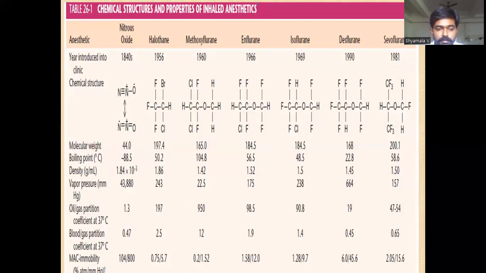So it's the main thing you should remember: the MAC value for each and every agent. 1.2 for isoflurane, 1.6 for enflurane, 2 for sevoflurane, 6 for desflurane, 104 for nitrous, and 0.75 for halothane.